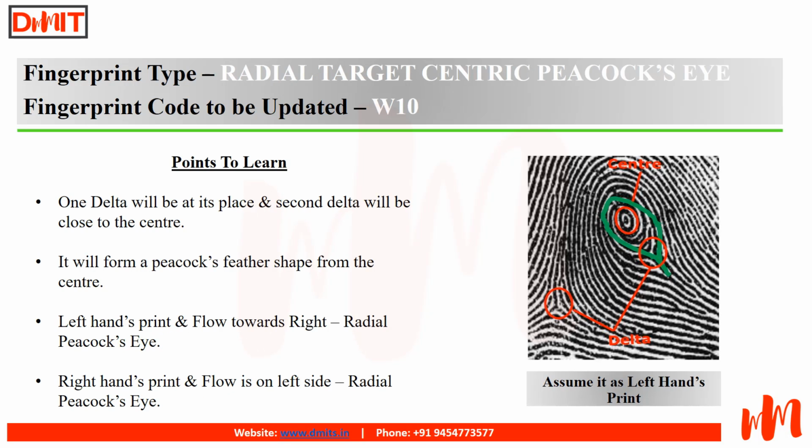Next we have radial target centric peacock's eye. Again, in this case, there will be two deltas. One delta will be at its place and the second delta will be close to the center. It will form a peacock's feather shape from the center. The only difference in this case and the ones that we discussed earlier in the previous slides is that in this case, if it is a left hand print and the flow is towards the right, it is termed as radial peacock's eye. And if it is a right hand print and the flow is on the left side, it is termed as radial peacock's eye.